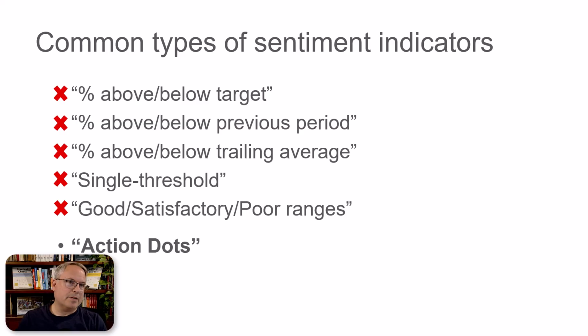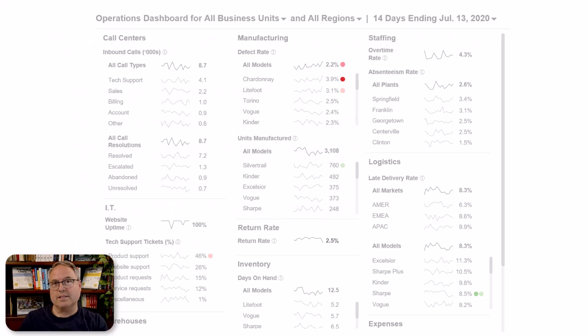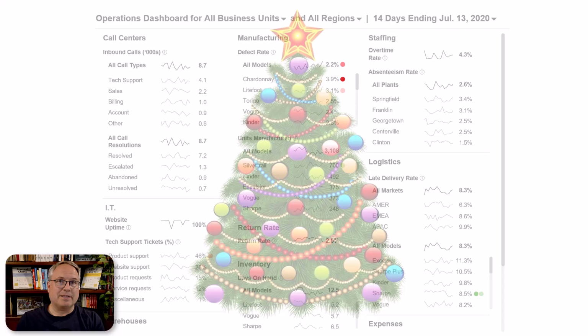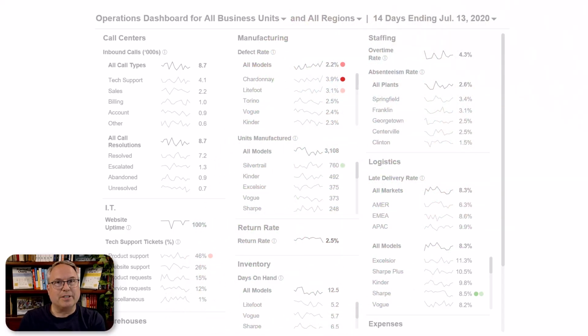I think so. I've been using something called action dots for a number of years now. And so a dashboard with action dots looks something like this, right? And so really, for the first time, compared to all the other methods that I mentioned, we're not flagging everything all the time. We're only flagging the metrics that actually require attention. And so really, this is the only method that I'm aware of that actually defeats the Christmas tree, right? We're only actually flagging metrics that require attention, not flagging everything all the time.